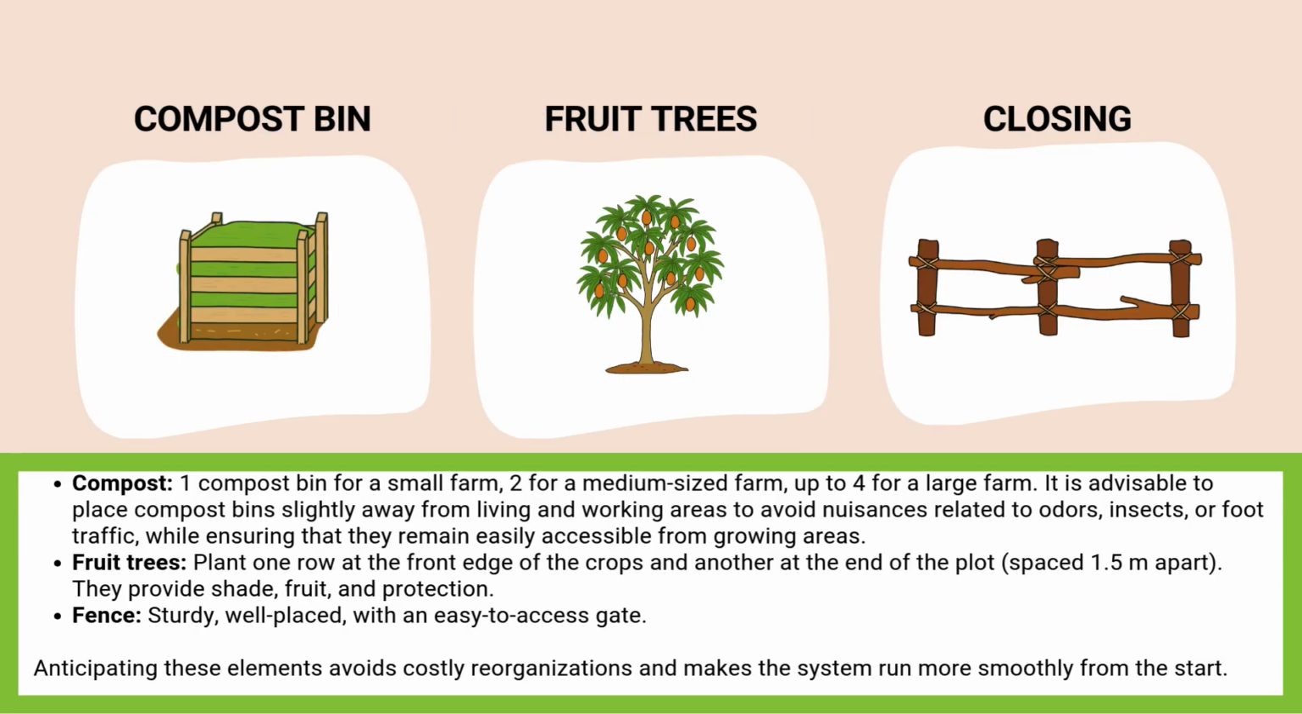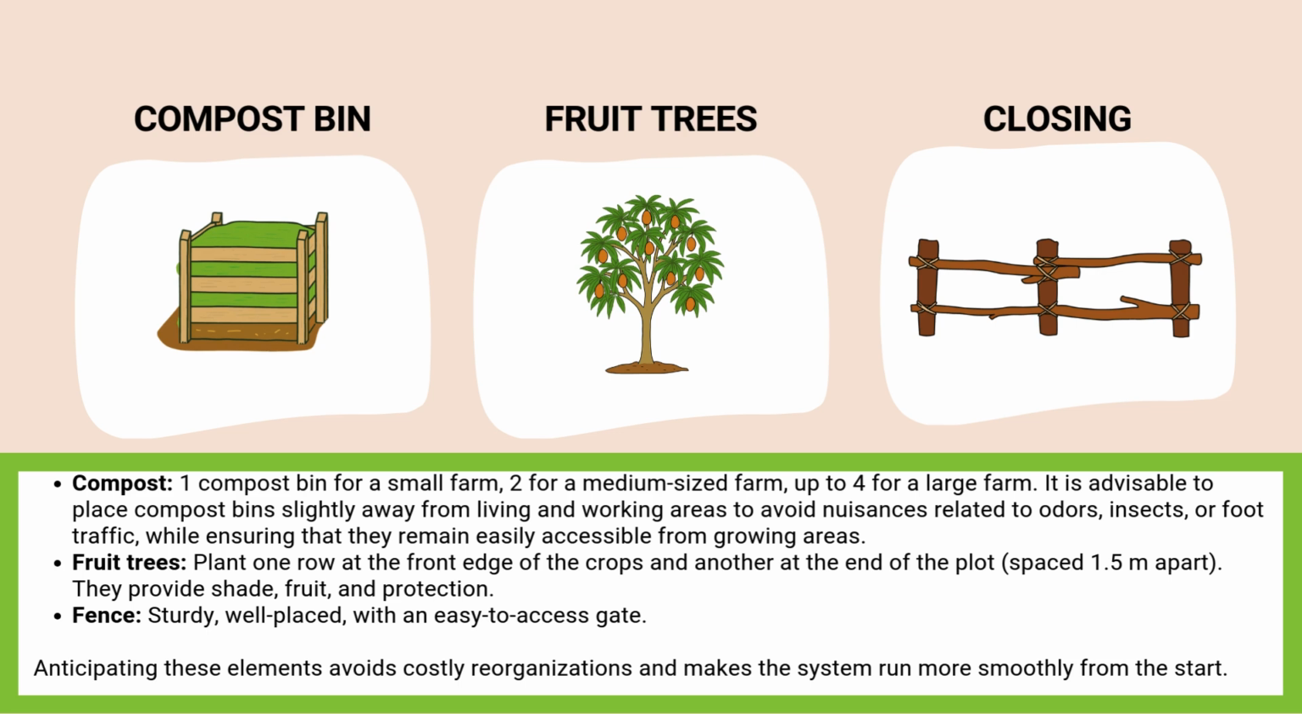Compost, 1 compost bin for a small farm, 2 for a medium-sized farm, up to 4 for a large farm. It is advisable to place compost bins slightly away from living and working areas to avoid nuisances related to odors, insects, or foot traffic, while ensuring that they remain easily accessible from growing areas.